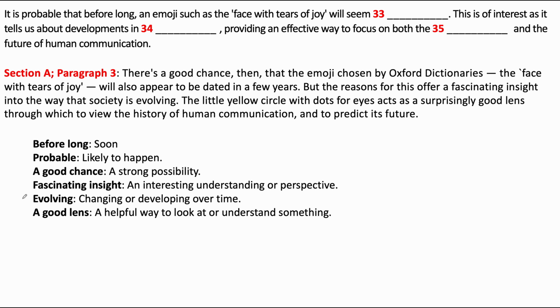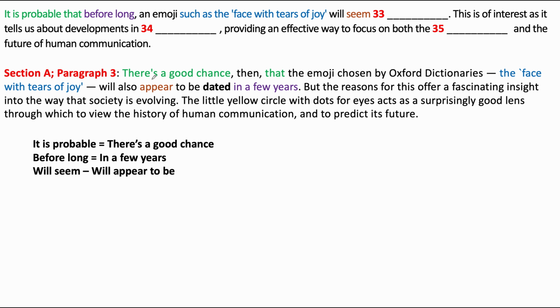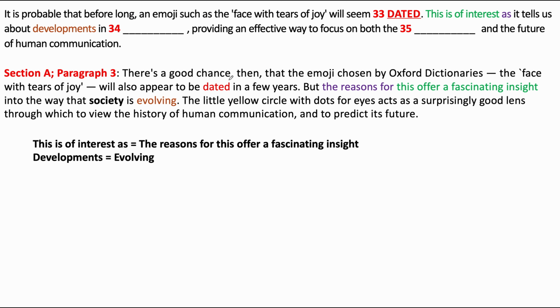Let's focus on question number 33 now. Meanings of some of the words and phrases from the paragraph are on your screen. Let's understand what the question means. The question says, before long or soon, emojis may seem to be what? The passage says, there is a good chance, so it is probable that the emoji which is faced with tears of joy will seem or will appear dated. Dated means something which is old fashioned or outdated. The answer to the 33rd question is dated.